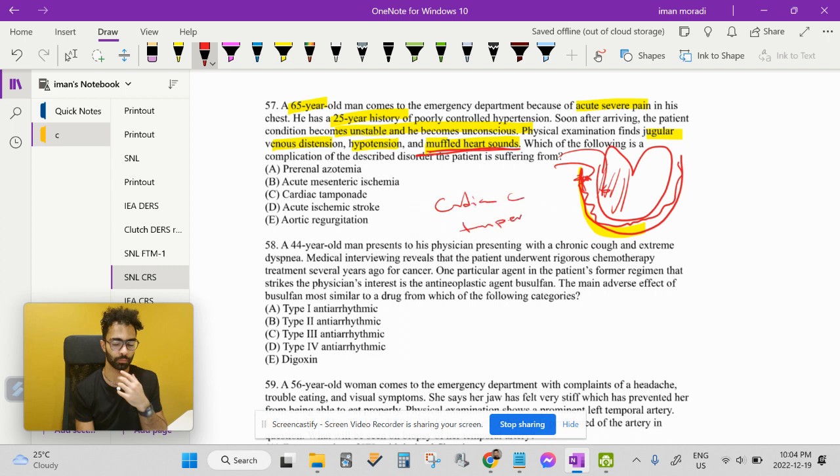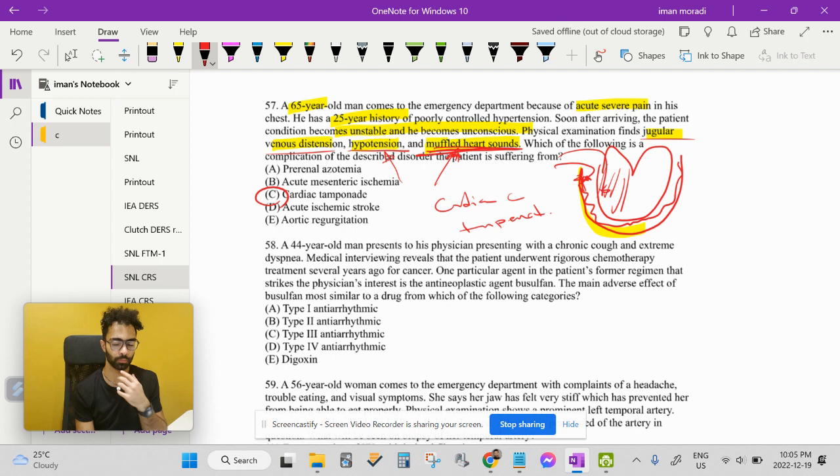Tamponade, right? Three things. One of them is muffled heart sounds, hypotension. I don't know if the third one is jugular vein distension, but it will show jugular vein distension as well. So the question asks, what is it suffering from? Cardiac tamponade. So muffled heart sounds immediately make me think of tamponade. Hypotension, same story.